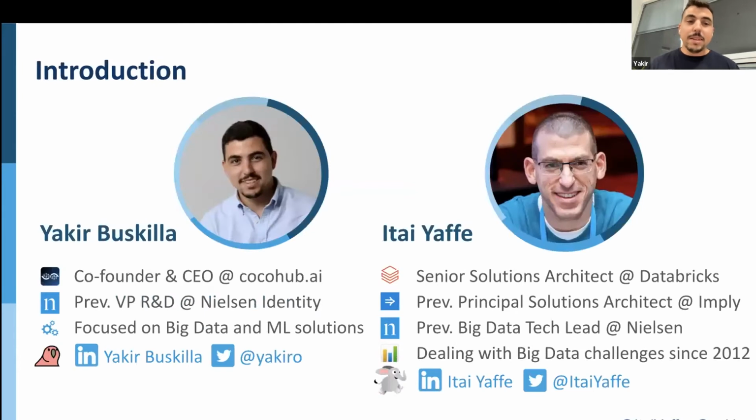So my name is Yakir. I'm co-founder and CEO at Cocoa.ai. And before that, I was leading the engineering for Nielsen Identity. I mainly focus on big data and machine learning solutions. And with me today is Itai, who is currently a senior solutions architect at Databricks. Before that, he was a principal solutions architect at Imply. And before that, he worked at Nielsen as our big data group tech lead. And as you can see, he has been dealing with big data challenges for quite some time.